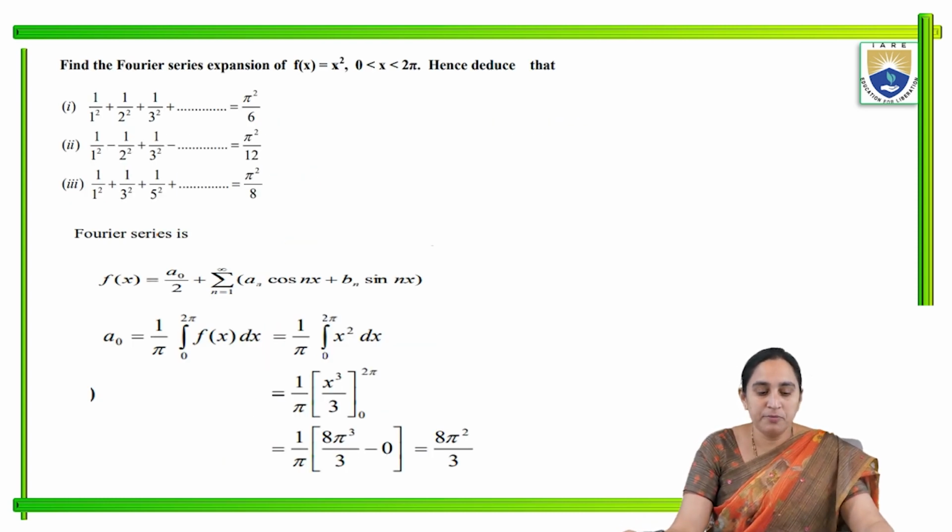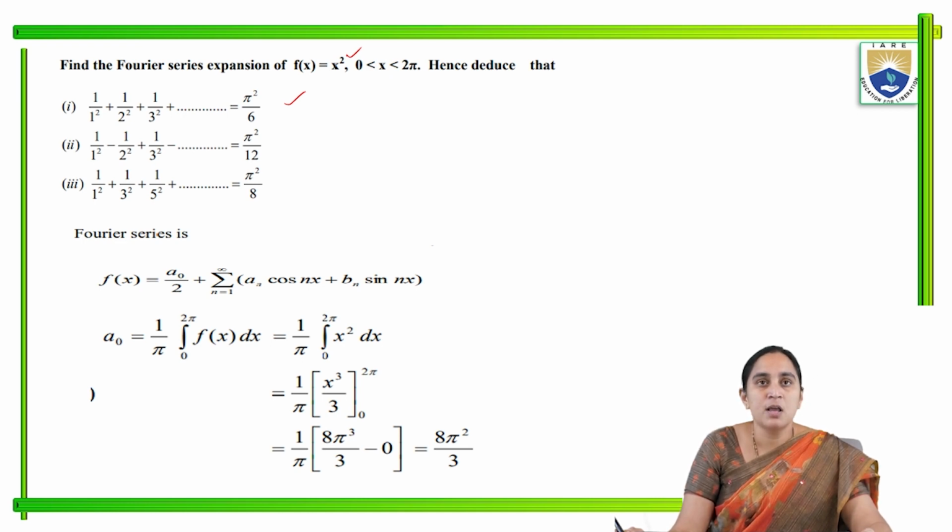Okay, for that, find the Fourier series expansion of f of x. Now, I'll discuss the concept of the Fourier series with the first question, with the interval 0 to 2 pi. Find the Fourier series expansion of f of x is equal to x square within the limits 0 to 2 pi. Hence deduce that, okay, first find the series, and after that deduce 1 by 1 square plus 1 by 2 square plus 1 by 3 square and so on is equal to pi square by 6.